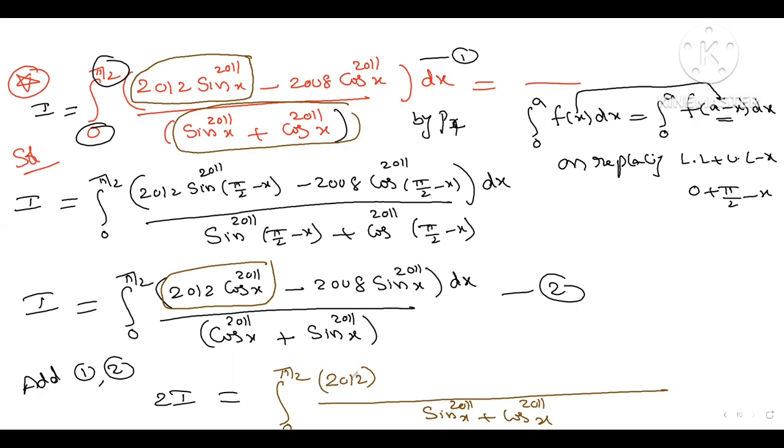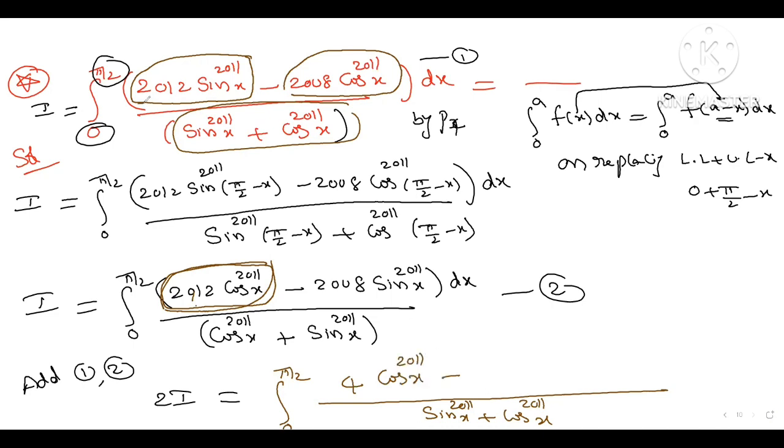2011 common. What we get here? 2000 here, direct subtraction here, minus 2008 cos to the power 2011x, plus 2012 cos to the power 2011x. Okay, direct adding. Adding means here 2012 minus 2008. How much value here? 4. Direct write 4 times of cos to the power 2011x.